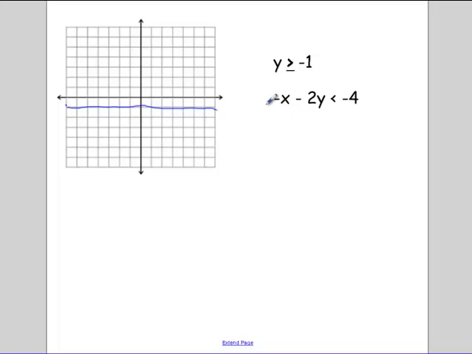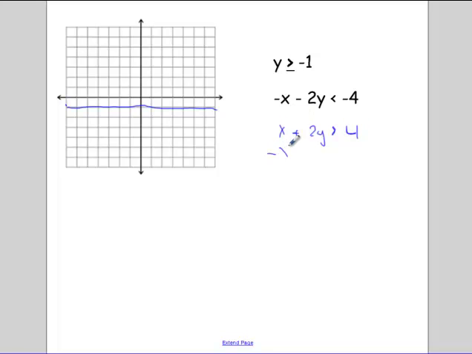Alright, now notice in this one here, everything's negative. Let's multiply everything by a -1. Now, you don't have to do that, but if you did do that, I'm multiplying by a negative or dividing by a negative, so you have to flip that inequality sign. I notice that people are forgetting that rule.